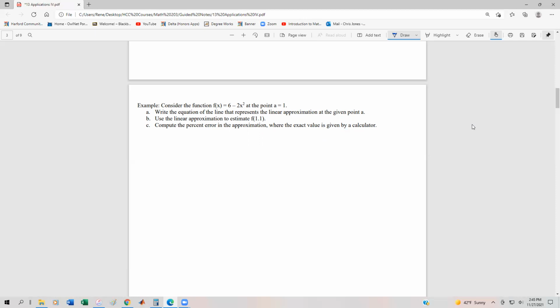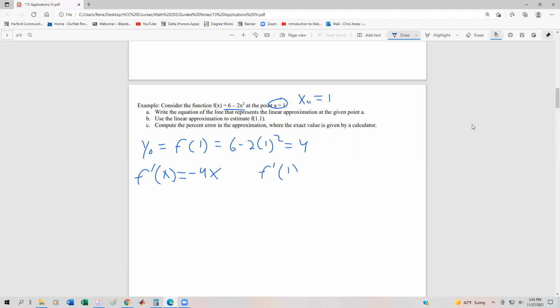All right, so let's start out by figuring out what we know. We know that x naught is 1 in this case. To figure out y naught, all we're going to do is find f at 1, which is 6 minus 2 times 1 squared, which is 4. We need a slope. To find the slope, we're going to find the derivative. The derivative of this function is really easy. That's negative 4x. And that means that f prime at the point 1 is going to be negative 4 times 1, or negative 4.